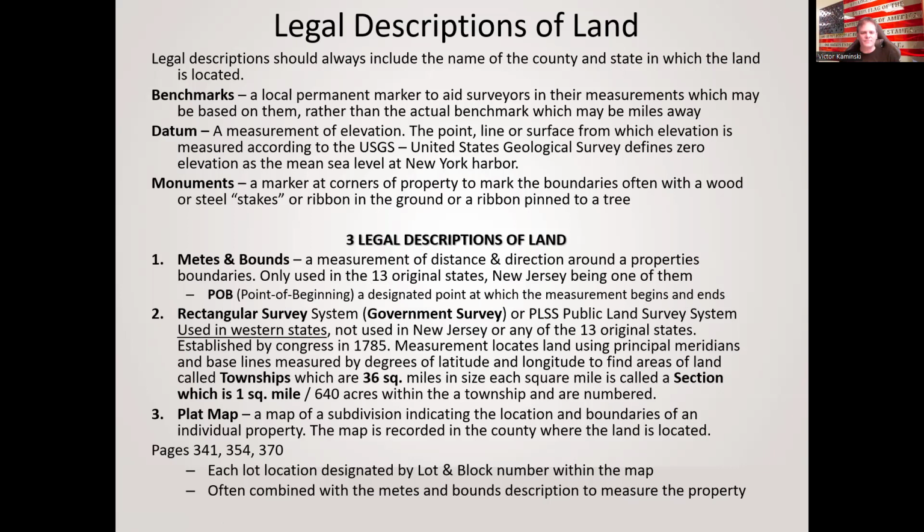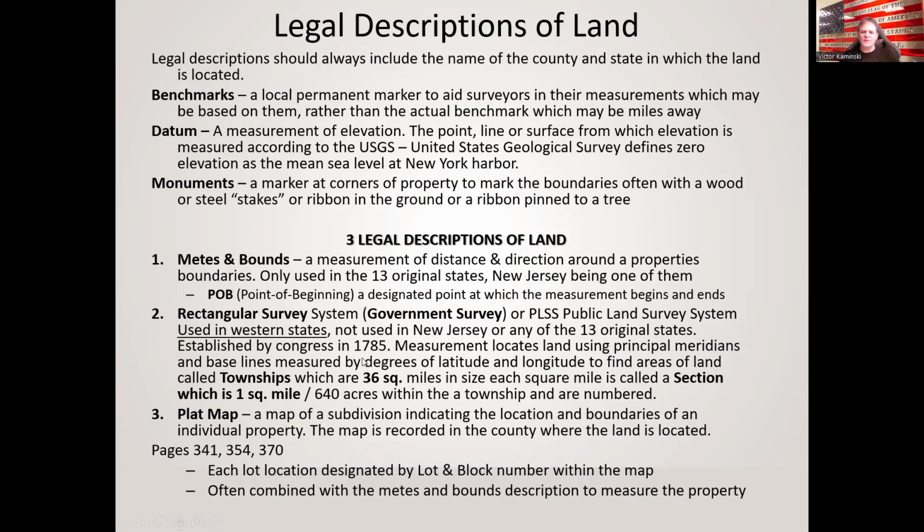The rectangular survey system, also known as the government survey, is not used in New Jersey or any of the 13 original states. It's only used in the western states. It was created by Congress in 1785. See, the metes and bounds system is an older system. They used to use that in Europe as well.